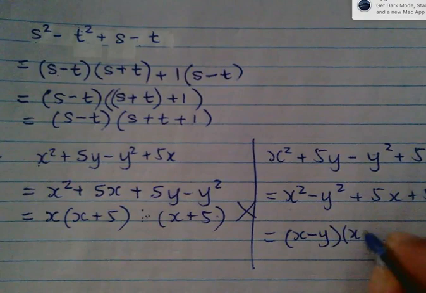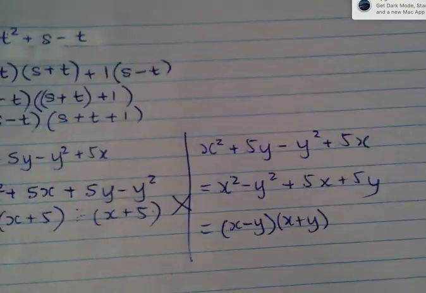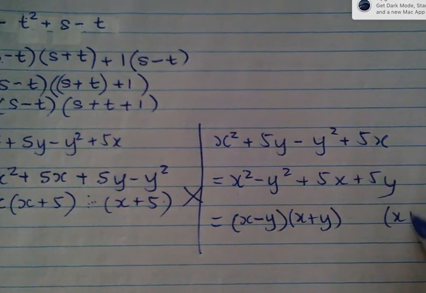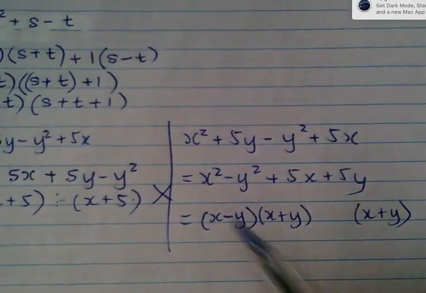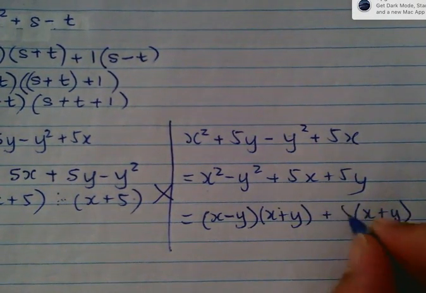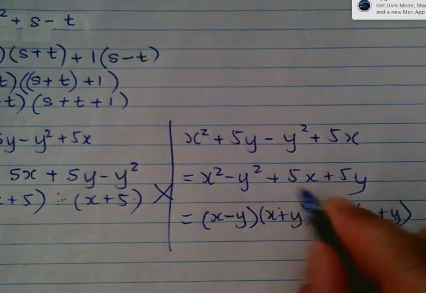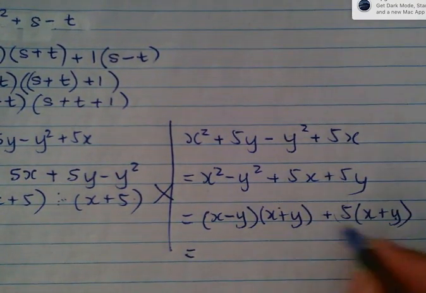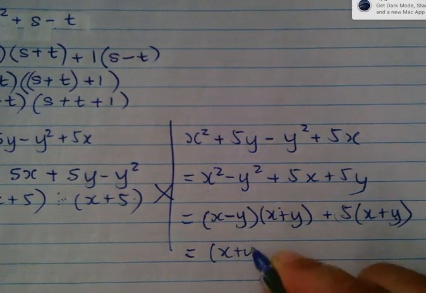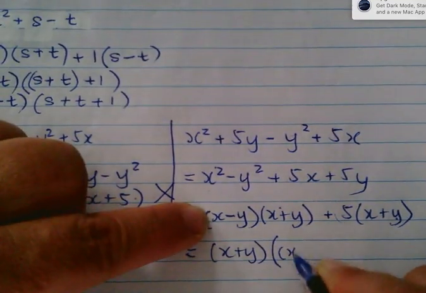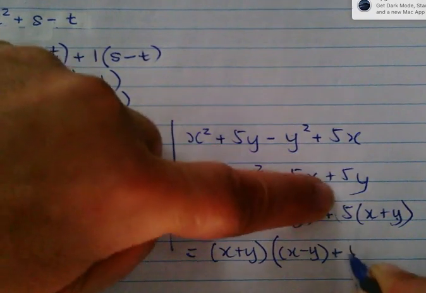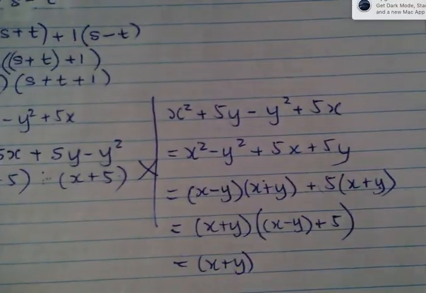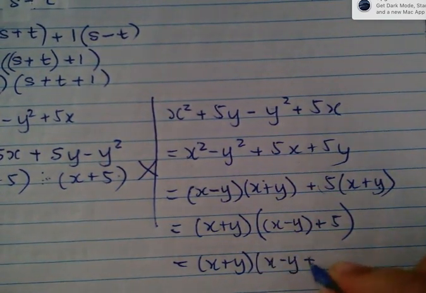So that's x minus y, x plus y, to factorise the first 2 terms. And we can see that if we choose x plus y, because you have to have one of these 2 in the second bracket, you could just put a plus 5 here, so that we can end up with the last 2 terms. So plus 5x plus 5y. And the common factor is x plus y. And what's left over is x minus y there, plus 5, but you can open that bracket up. So we've got x plus y, x minus y plus 5.